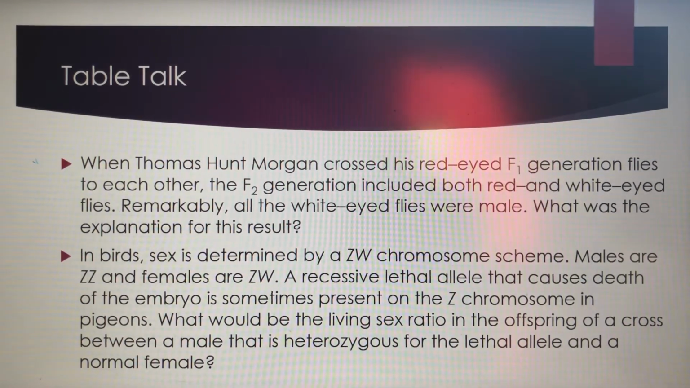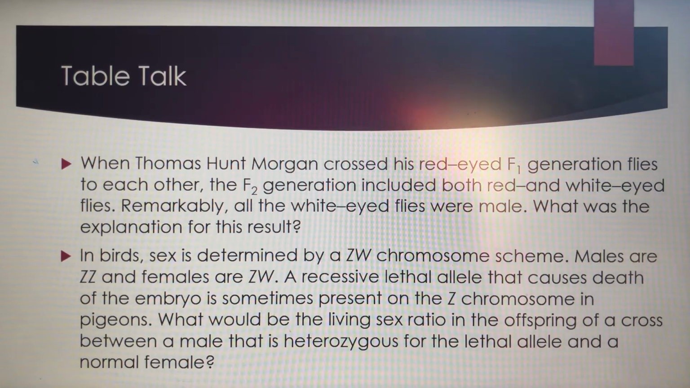All right, we've got one more example. In birds, sex is determined by, now birds are different, a ZW chromosome. Males are ZZ, females are ZW. A recessive lethal allele that causes the death of the embryo is sometimes present on the Z chromosome in pigeons. What would be the living, and this is tricky, check that out, living sex ratio in the offspring of a cross between a male that is a heterozygote for the lethal gene and a normal female?